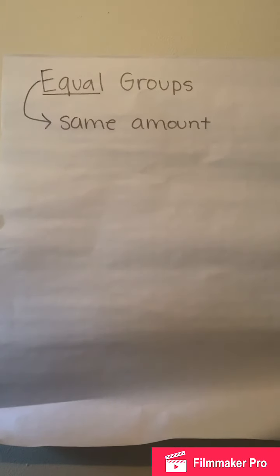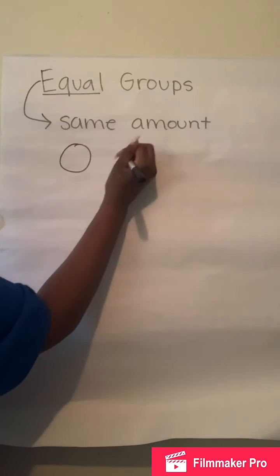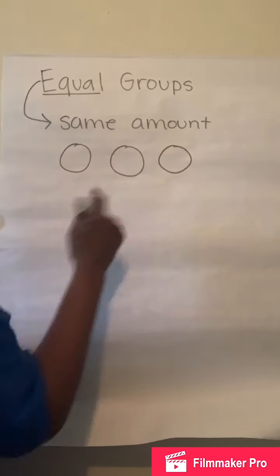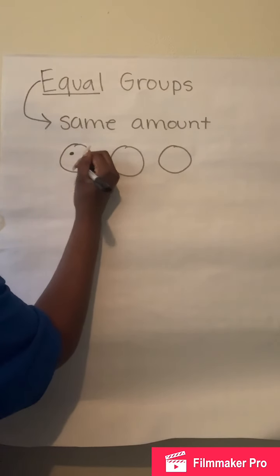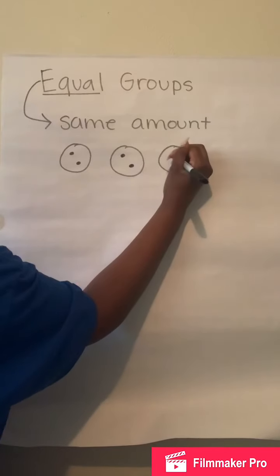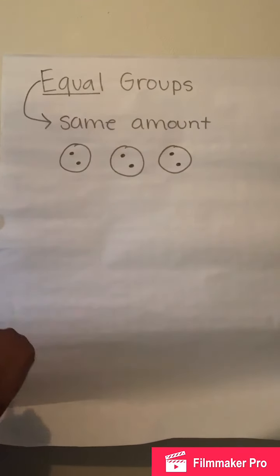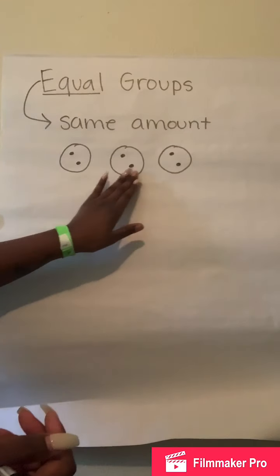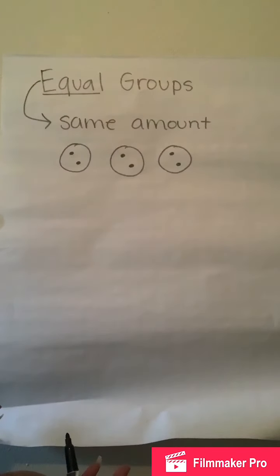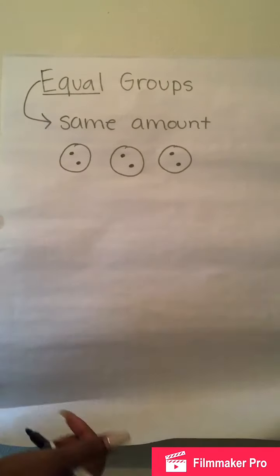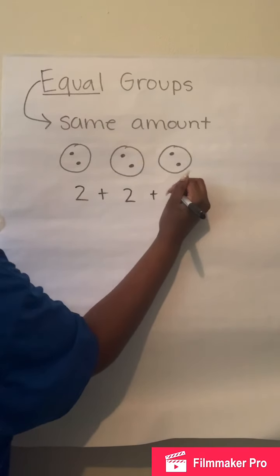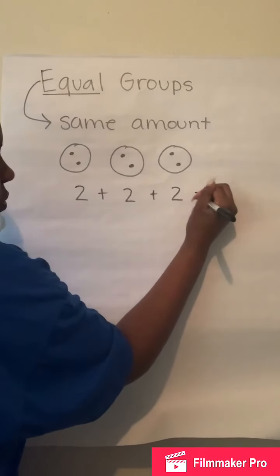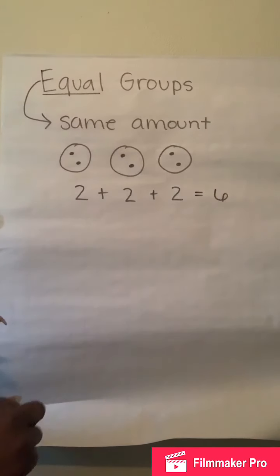So let's look, for example, at 3 groups of 2. I have 3 groups and 2 in each group. If I were to skip count 2, 4, 6, how many do I have? 6. If I was to write an equation to show this drawing, I would have 2 plus 2 plus 2 equals 6. Okay, let's try that one more time.